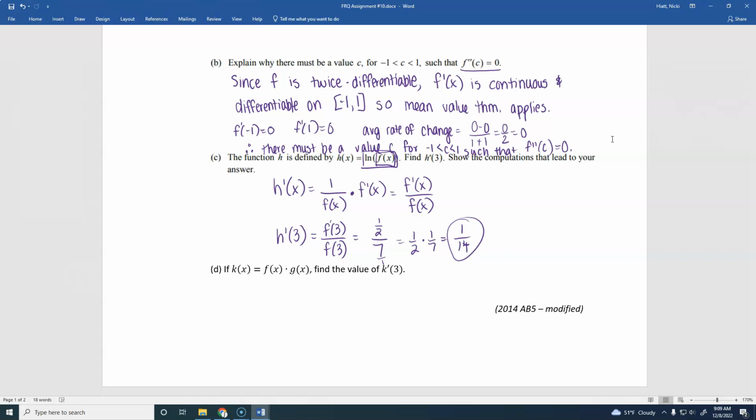Okay, and the last one is similar to what we had to do for C, but this time we've got f of x times g of x. What do we have to use to take the derivative of that? Product rule. So we're going to have k prime of x is f of x times g prime of x plus g of x times f prime of x.